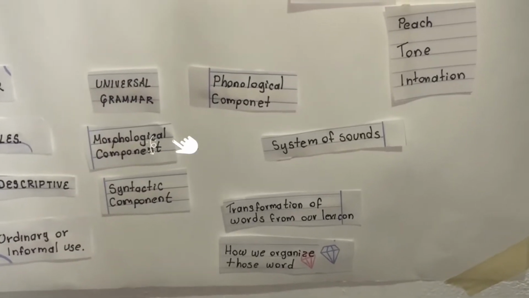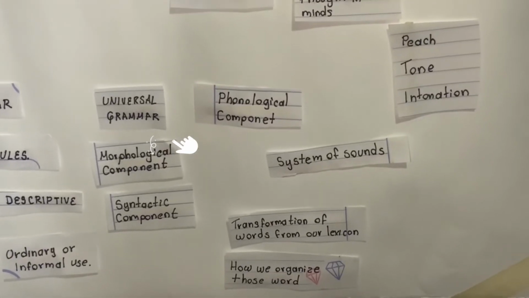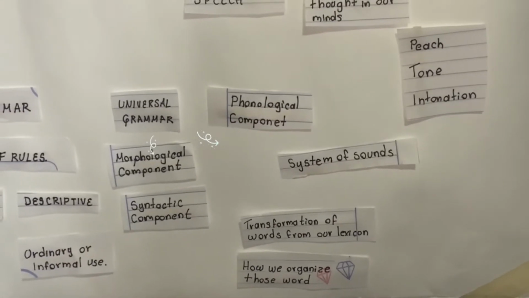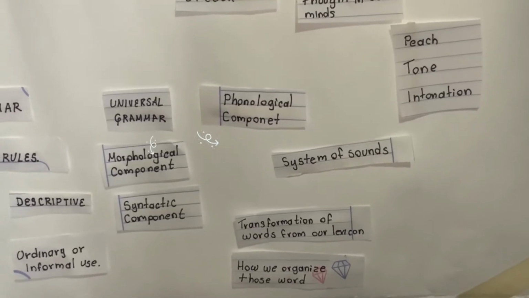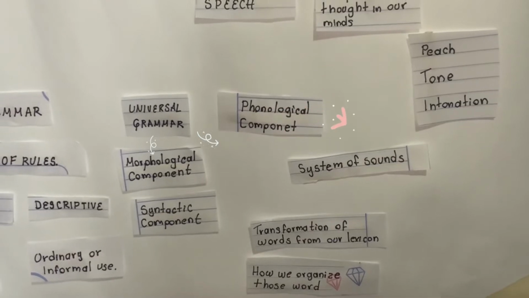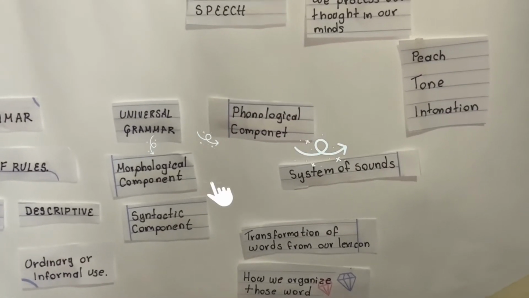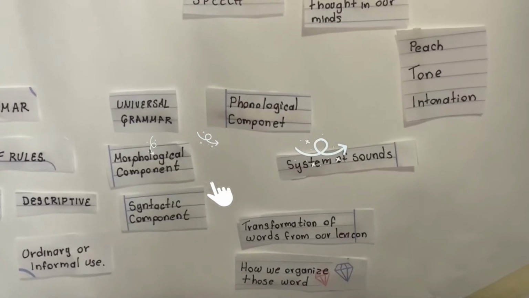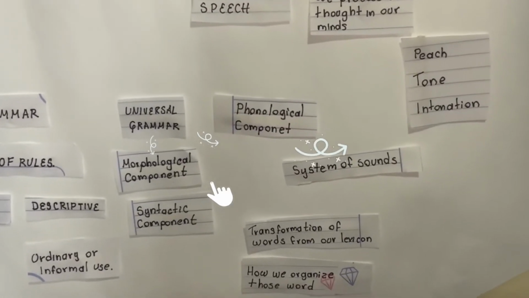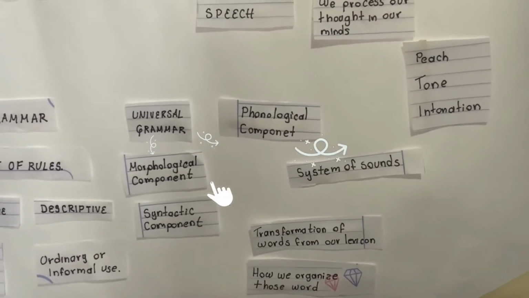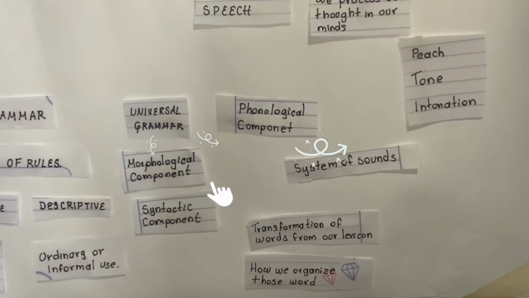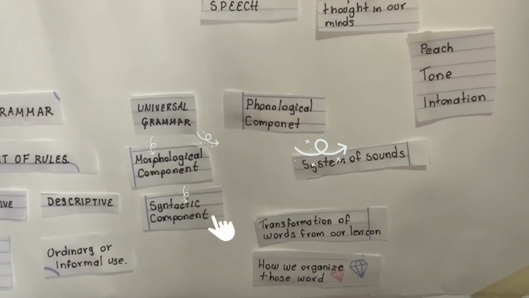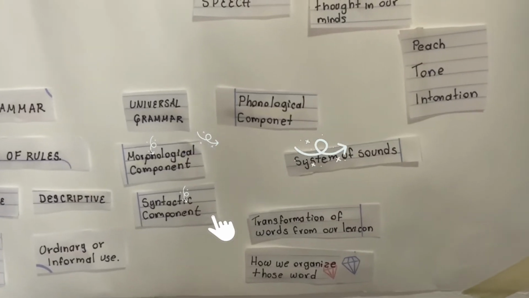And also there is the universal grammar, which is divided into three components. That is the phonological component, which helps us provide a sound for what we think, and we use the intonation, the tone, or the pitch also. The morphological component is the transformation of the words that we choose from our own vocabulary through our base word, depending on what we are going to say. And finally, the syntactic component is how we organize those words when we make sentences.